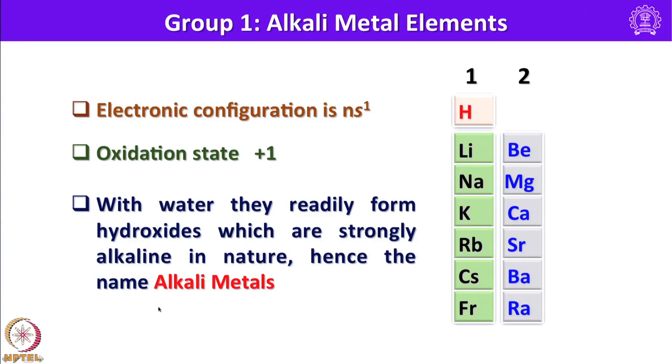Let us begin with group 1. Of course, in group 1, we have only one electron in the valence shell, and the oxidation state is plus 1. They do not show any oxidation state other than plus 1. With water, they readily form hydroxides, which are strongly alkaline in nature, hence the name alkali metals. So all their oxides are basic in nature. They react with water to give the corresponding hydroxides.